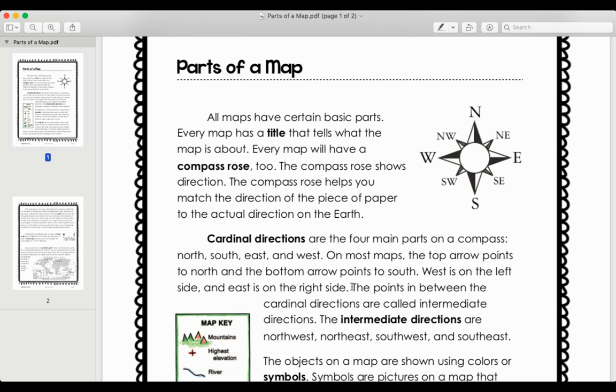So today, guys, we are going to review the parts of a map. As you guys can see, there is a sheet here for you guys to follow along as I read and we review the parts of a map. All maps have certain basic parts.